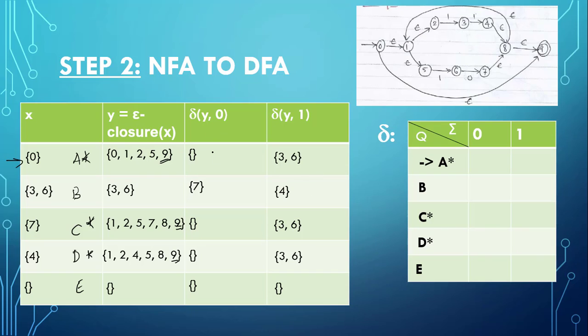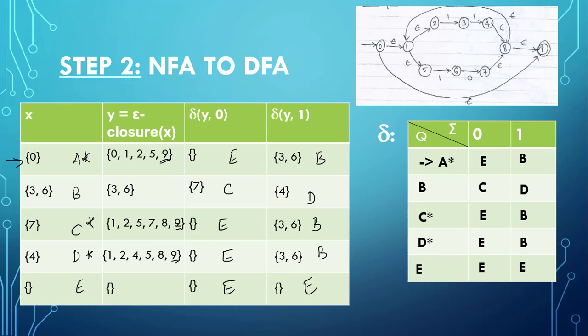From A we will transit to E and B. From B we go to C and D. From C we go to E and B. Then from D, E and B, and finally from E, E and E.